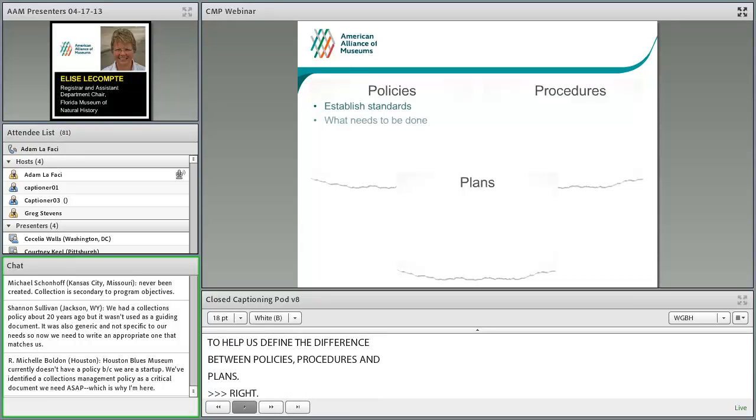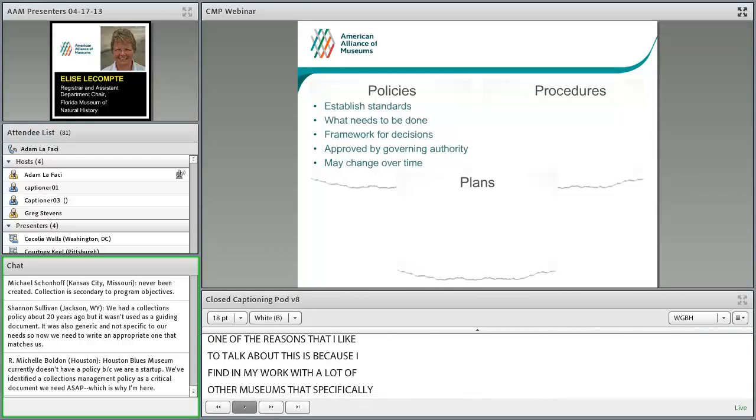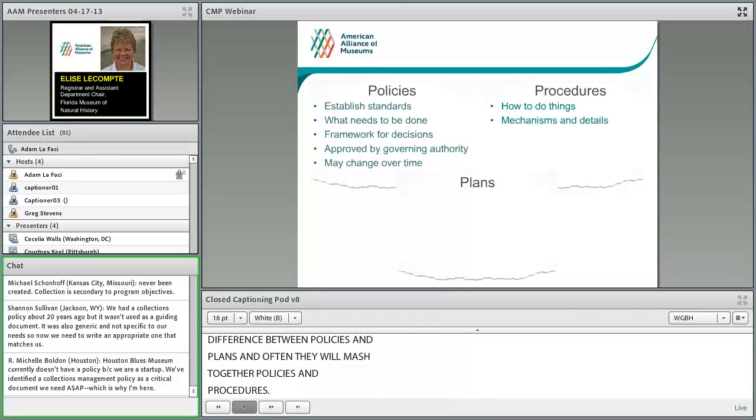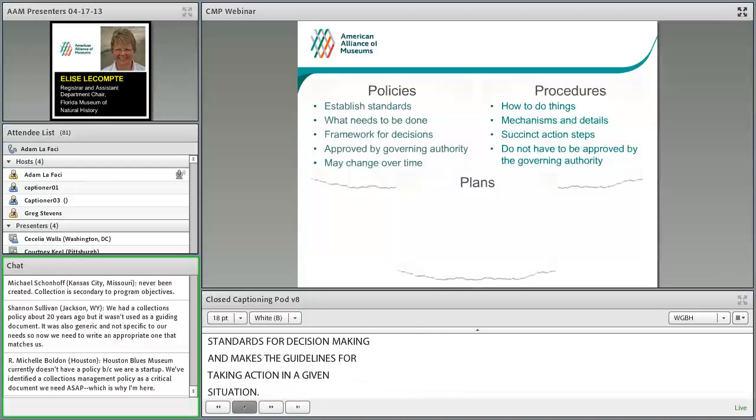One of the reasons that I like to talk about this is because I find in my work with a lot of other museums that they don't understand the difference between policies and plans, and often they will mash together policies and procedures. So some brief definitions. A policy establishes the standards for decision making and makes the guidelines for taking action in a given situation. It evolves as the institution or standards and best practices change. It's not time limited, and it must be approved by the governing authority.